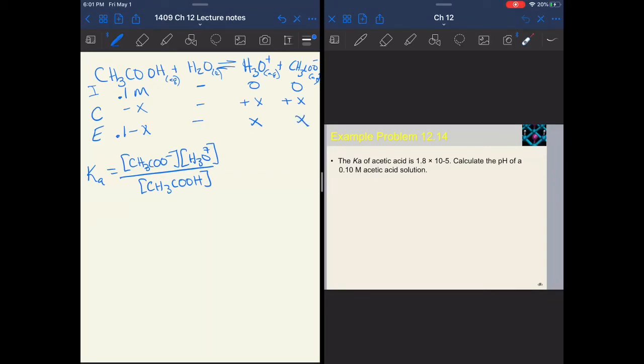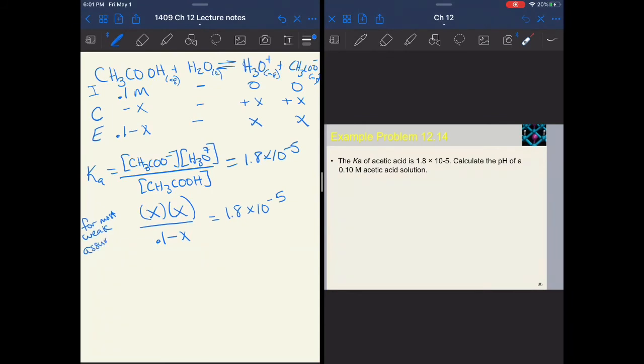Now, we know that Ka equals 1.8 times 10 to the negative 5, given to us here in the problem. So we're going to plug in our equilibrium concentrations, and we're going to make an assumption. So let's plug in first. We're going to have X times X over 0.1 minus X equals 1.8 times 10 to the negative 5th. So I'm going to give you a little cheat code for weak acids. For most weak acids, and there's a test for this, but you don't have to know how to do this.